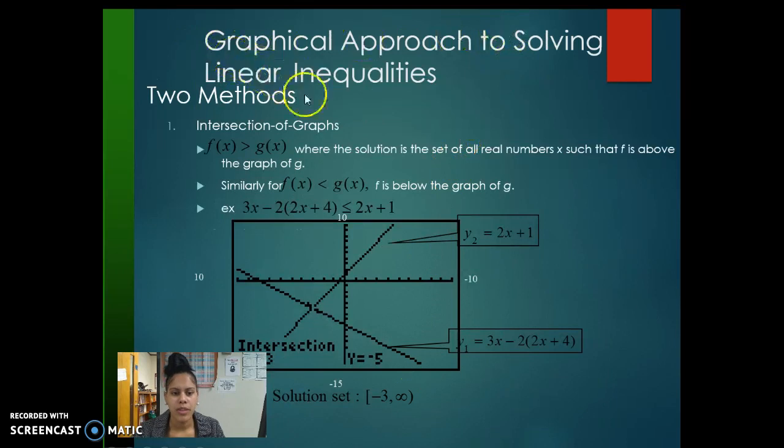Graphical approach to solving linear equations. There are two methods. Intersection of graphs, where the solution is the set of all real numbers x such that f is above the graph. And this is the example right here.